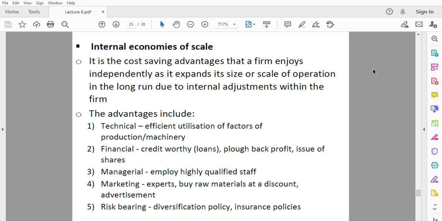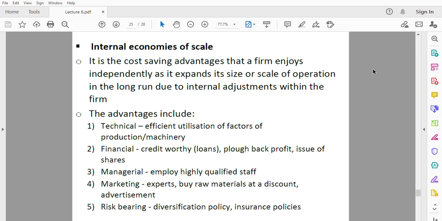They can be divided into different types. We have the technical economies. This is when there is efficient utilization of factors of production or machinery. So in the long run, as you expand, you buy more machines and they will be used efficiently. Stage 3 will not set in. The stage 3 we found in the short run will not set in if the variable factors are so many. Now you have more fixed factors to accommodate those variable factors, so there will be efficient utilization of the factors of production.